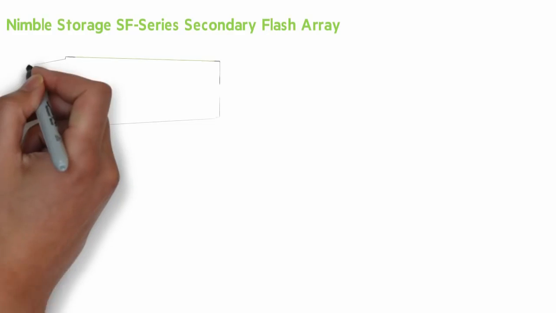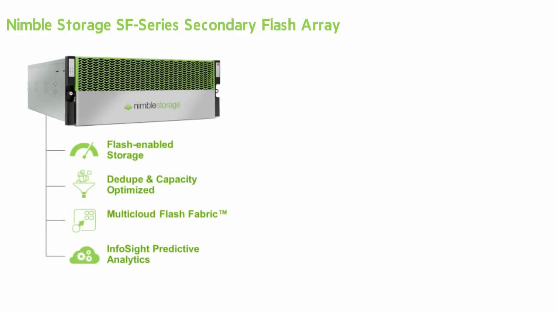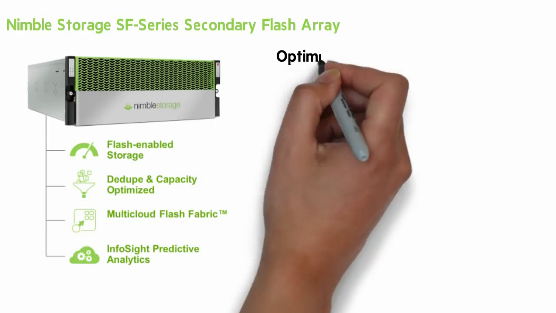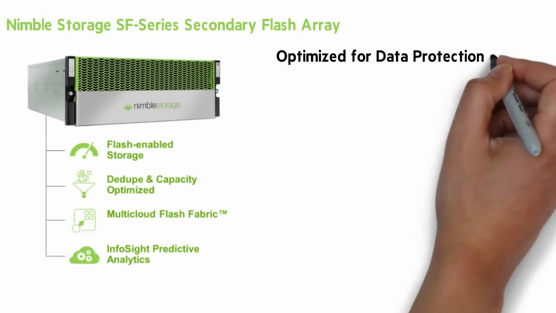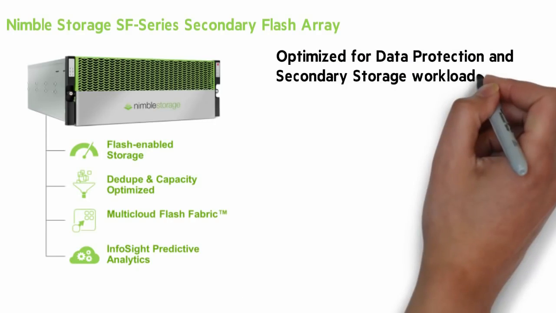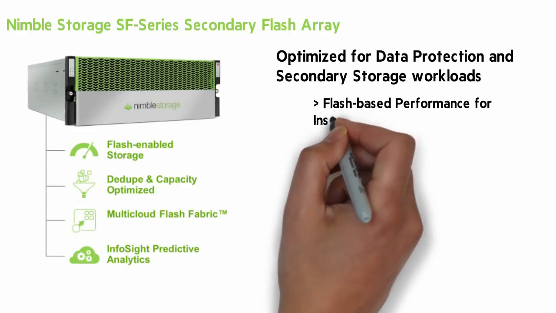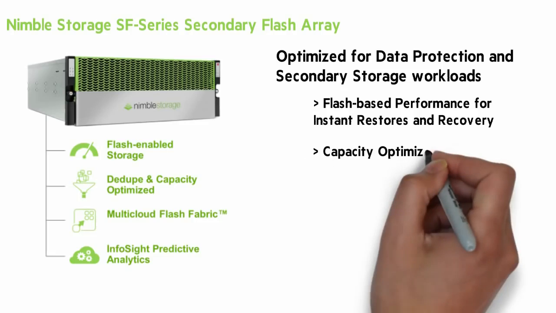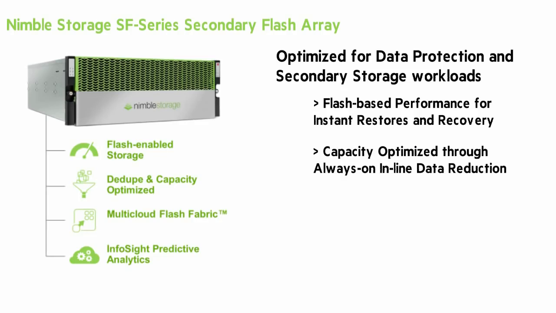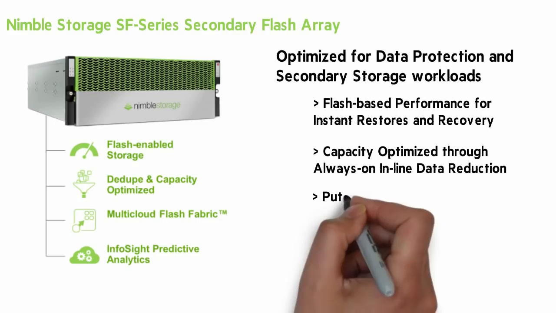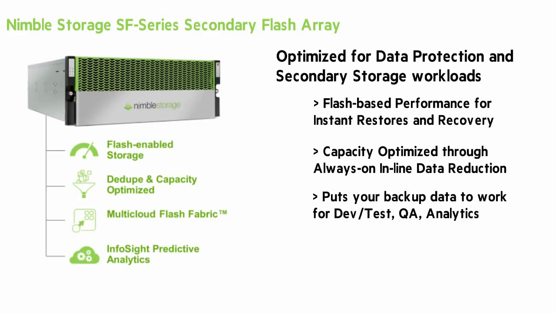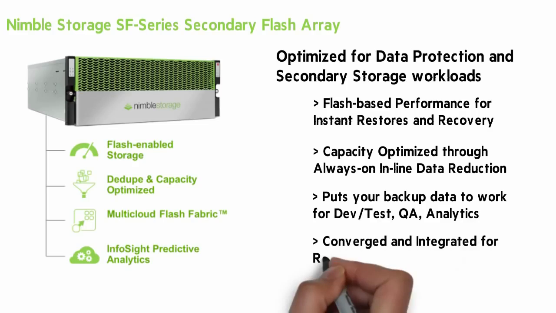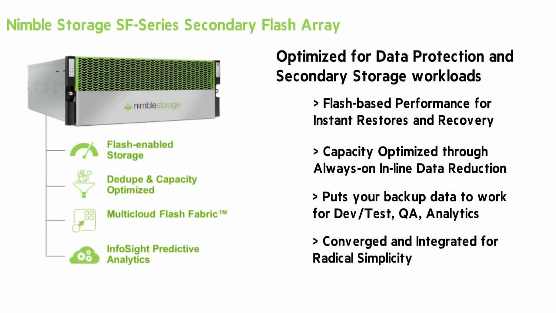Let's look a bit more at the Nimble SF Series Secondary Flash Array. The Secondary Flash Array, or SFA, is the first secondary storage device to effectively use flash. It provides the performance to enable instant restores and recovery, improving service levels and reducing recovery time objectives. The SFA maximizes effective capacity through always-on inline data reduction. Fast flash performance lets you put your backup to work. The SFA is radically simple because it has the performance and capacity to converge multiple uses into fewer systems.